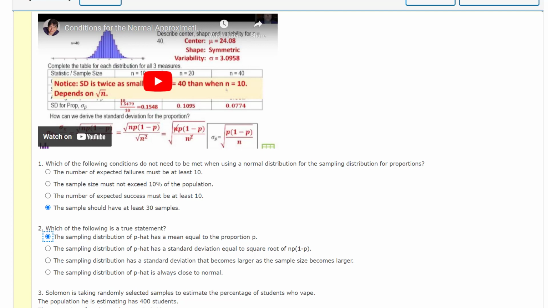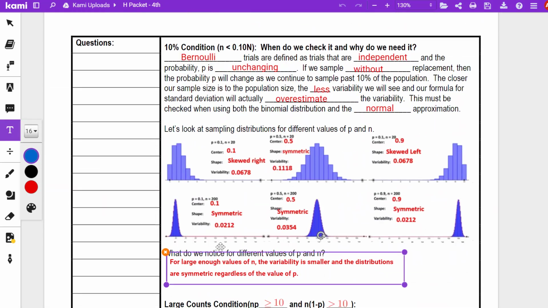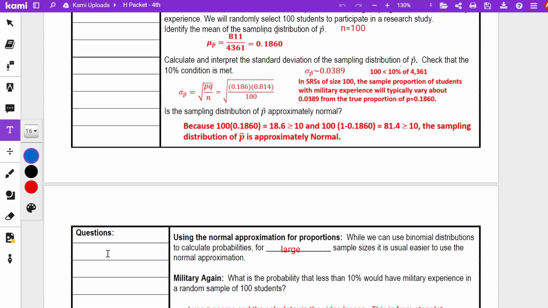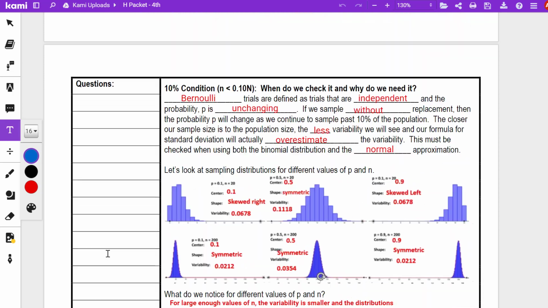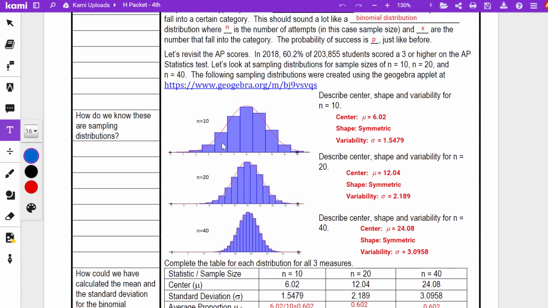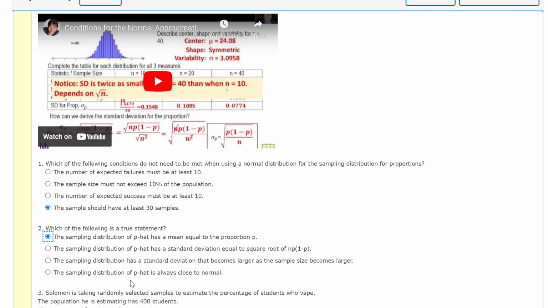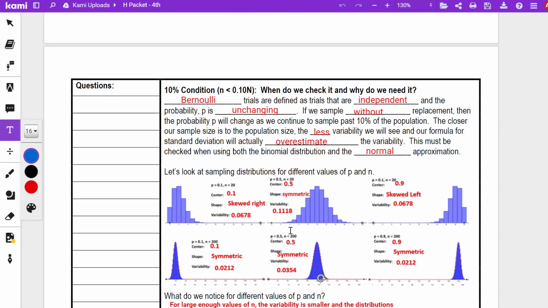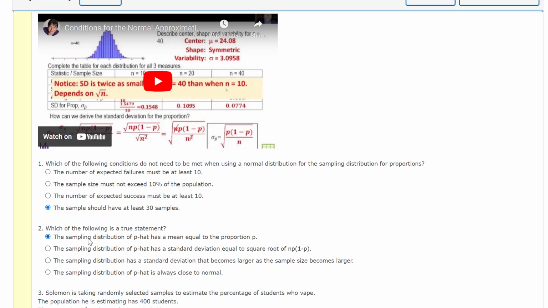The sampling distribution has a standard deviation that becomes larger as the sample size becomes larger. That's true for binomial distributions, but it's not really true for proportional distributions. You can see how it gets thinner with larger sample size. I don't think I have any really good examples here. I do have my AP lesson. Here we go. So here we can look at different sample sizes, and you can see that it becomes tighter. And the sampling distribution of p hat is always close to normal. No, not necessarily. If you look at some of these here, we've got some skewed distributions, so these won't work. They'll work if you get big enough samples, but not always. So the correct answer on this one is the sampling distribution of p hat has a mean equal to the proportion p.